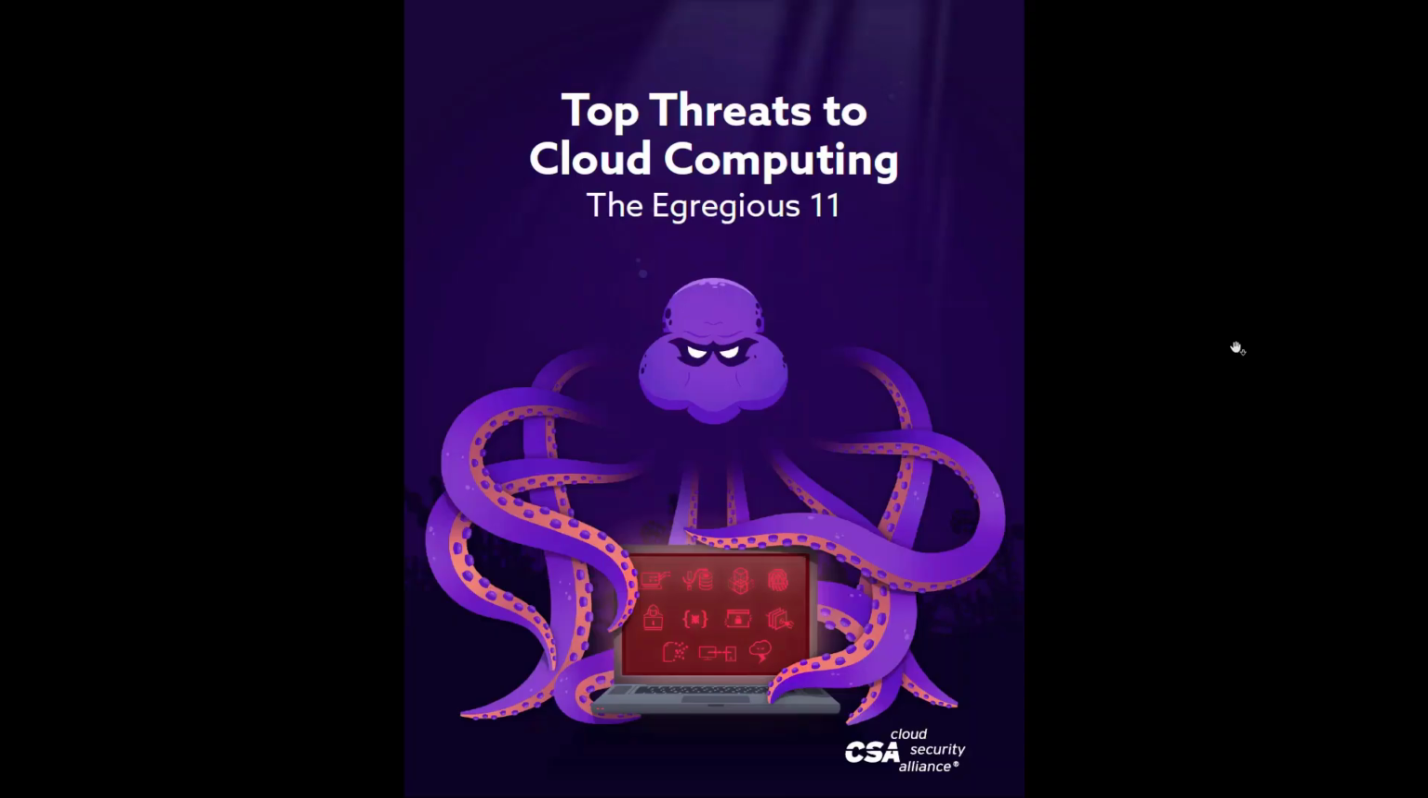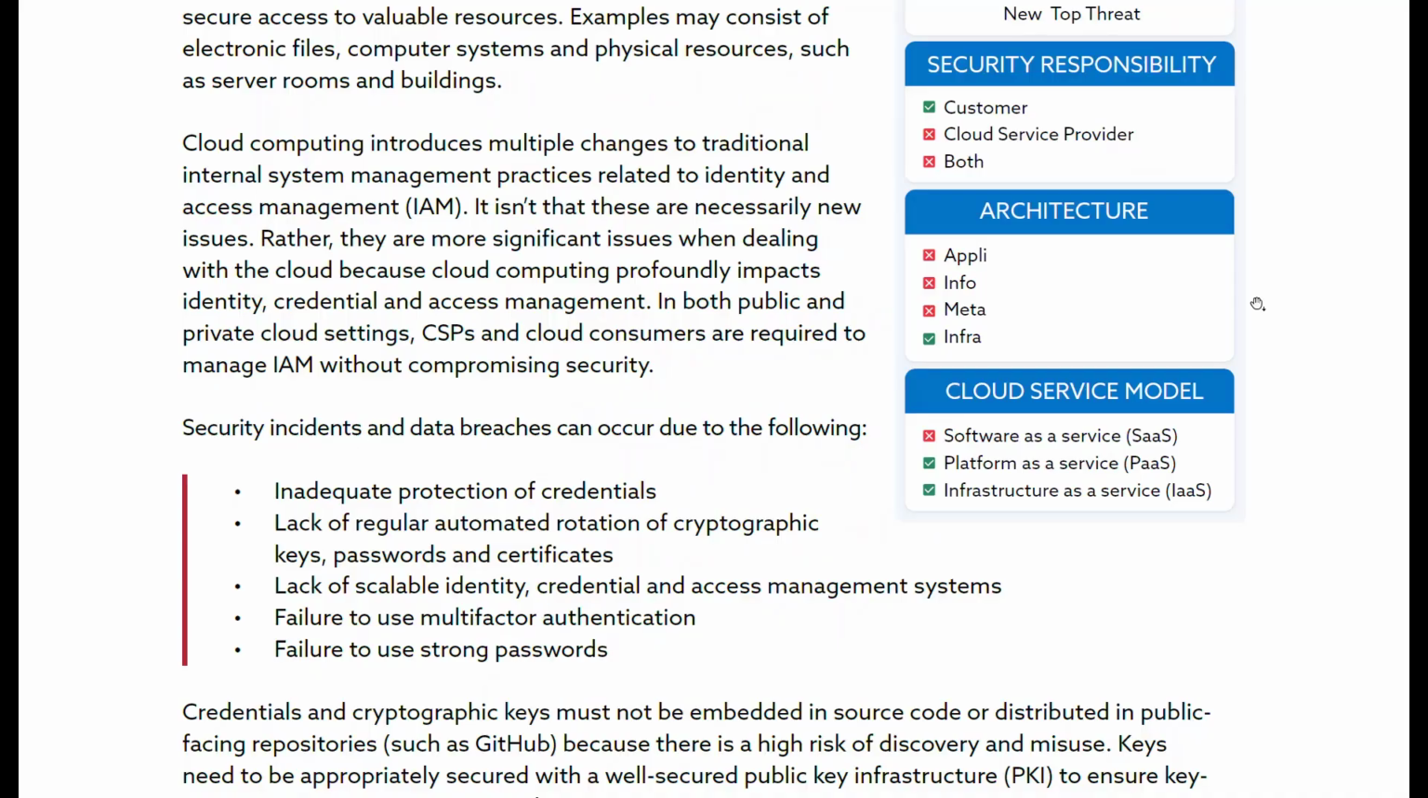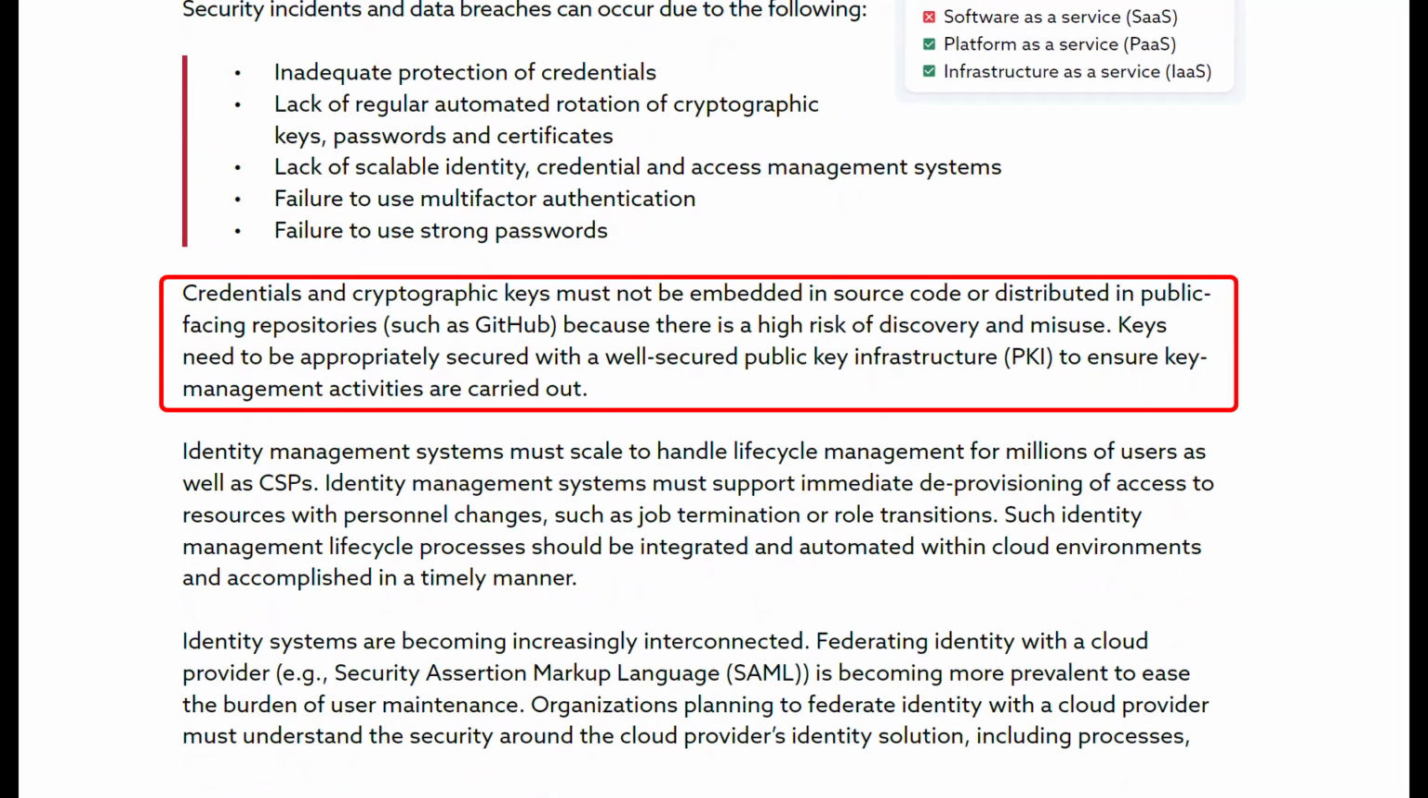In fact, the Cloud Security Alliance identified this as top threat number 4 in their Top Threats to Cloud Computing, the Egregious 11 publication. Credentials and cryptographic keys must not be embedded in source code or distributed in public-facing repositories, such as GitHub, because there is a high risk of discovery and misuse. Keys need to be appropriately secured with a well-secured public key infrastructure to ensure key management activities are carried out.